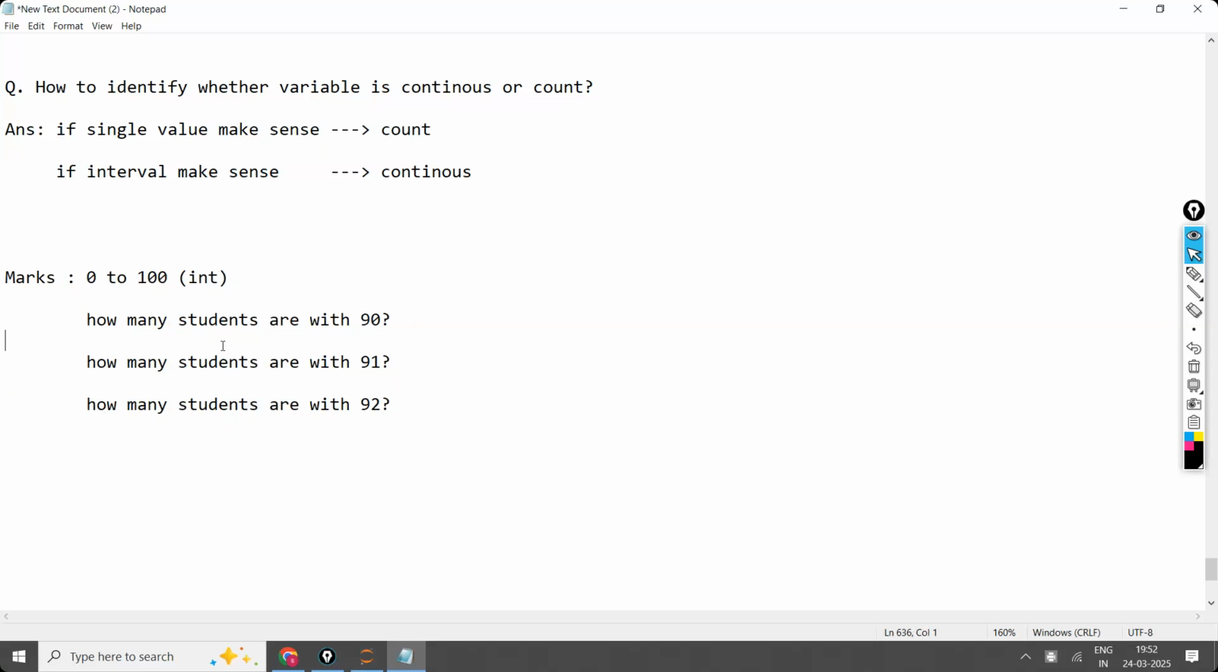90 to 100, or more than 90, is making sense, or 90, 91, 92, 93, 94. How many students, taking individual values, will make sense for you? Which one is making sense? Interval is making sense means it comes under continuous.